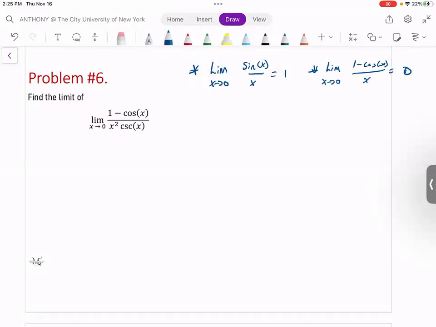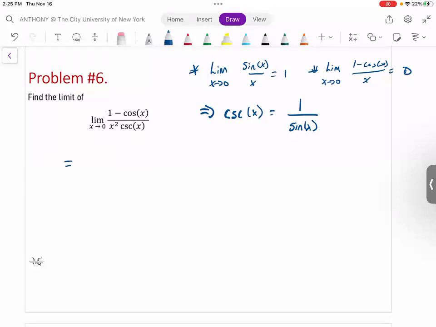So somehow, some way, I want to employ my special limit. The way this works is as follows. You have to rewrite what's inside of this limit problem. The one thing that you can rewrite is cosecant. Cosecant of x is the reciprocal of which trig function? Sine of x. So if cosecant of x is 1 over sine of x, you'll have that fraction in the denominator. If you flip it, the sine of x would be located in the numerator.